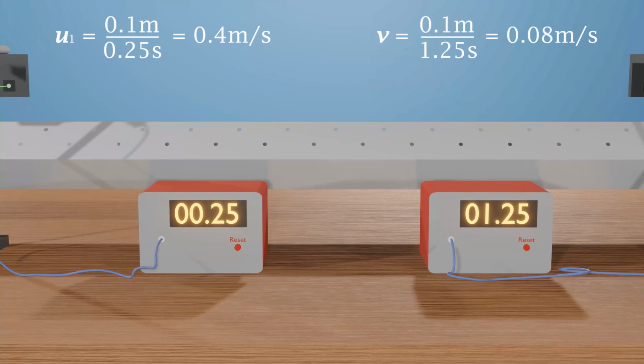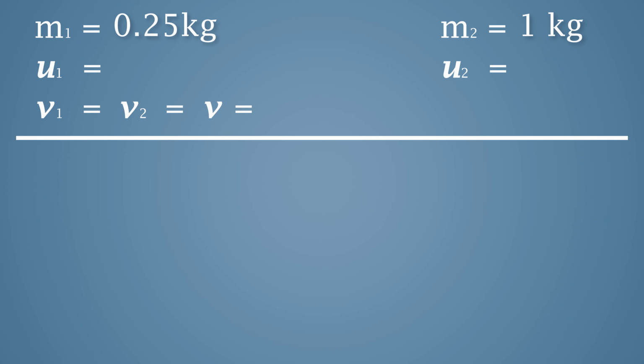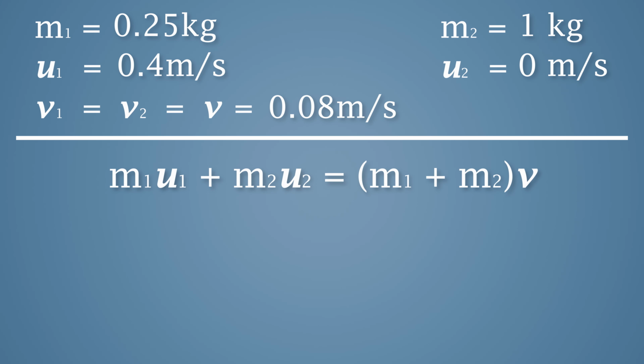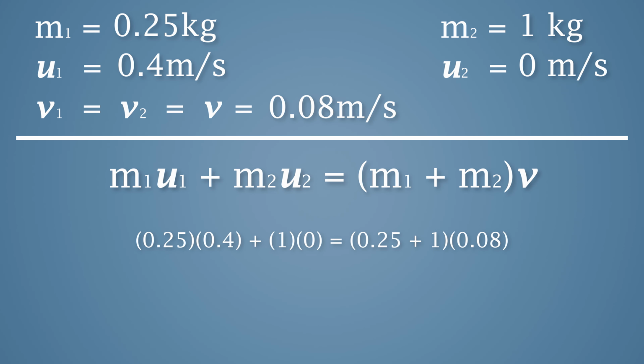As before, we calculate our velocities using the scalar timers. Once again, writing down our variables, we can put them into the equation for conservation of momentum and see if momentum has been conserved. As we can see, both sides of the equation are equal, and even though we change the mass of rider 2, momentum has still been conserved.